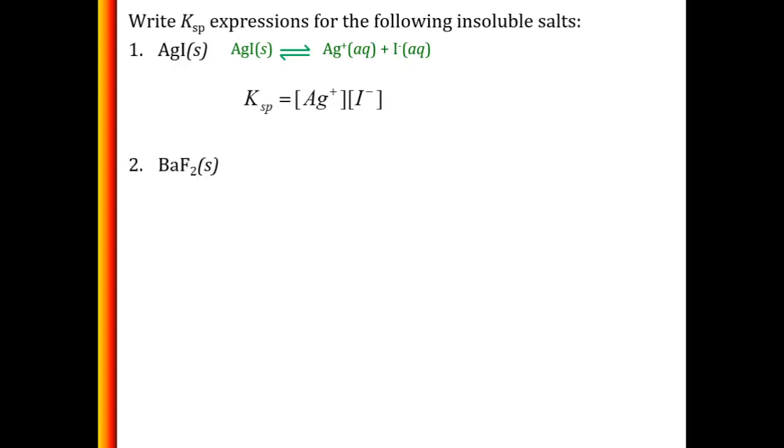Now you can try this one on your own: BaF2, barium fluoride. Give that one a try. To write a Ksp expression for this, again, we write out our reaction equation first, and it's the products over the reactants. Again, our reactant is a solid, so we can leave it off. Notice here that the fluoride is squared. Just like with other K values, we bring down this stoichiometric coefficient and put it as a power of our concentration.